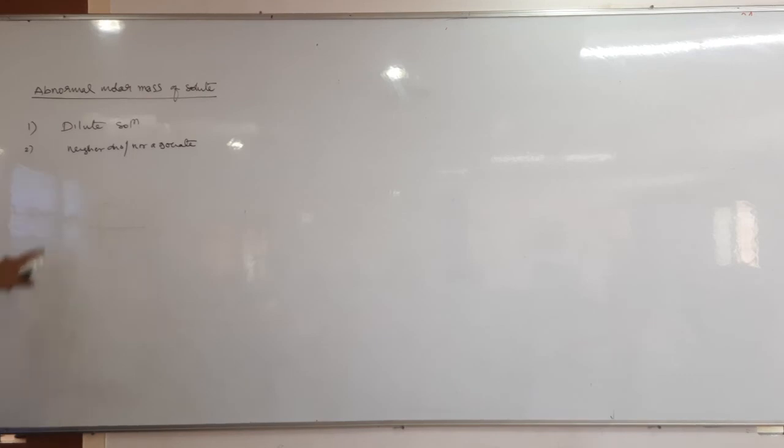What are the two conditions? One, the solution must be dilute. Second, the solute neither dissociates nor associates. If the solution obeys these two conditions, of course we can calculate accurate molar mass. But how can you say that every solution will obey these conditions? A dilute solution is in our hand; we can make it dilute. But whether the solute dissociates or associates is not in our hands.